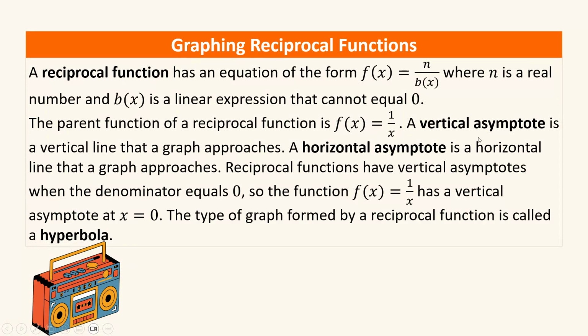A vertical asymptote is a vertical line that a graph approaches. A horizontal asymptote is a horizontal line that a graph approaches. Reciprocal functions have vertical asymptotes when the denominator equals 0. So the function f(x) = 1/x has a vertical asymptote at x = 0. The type of graph formed by a reciprocal function is called a hyperbola.